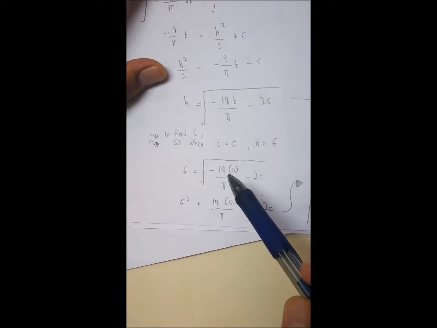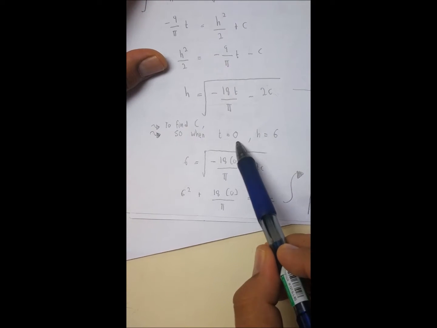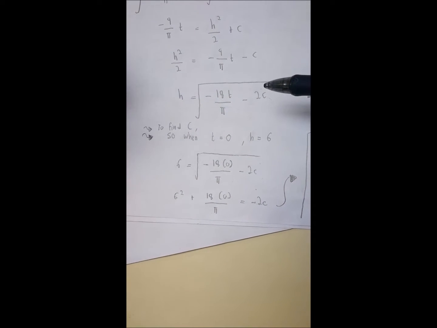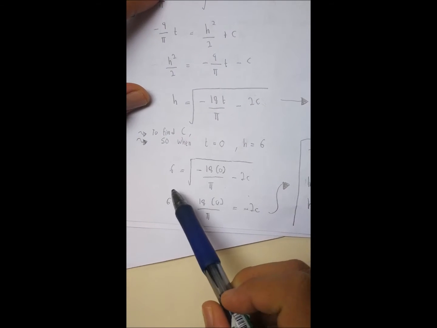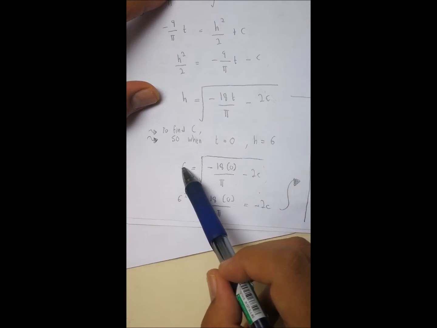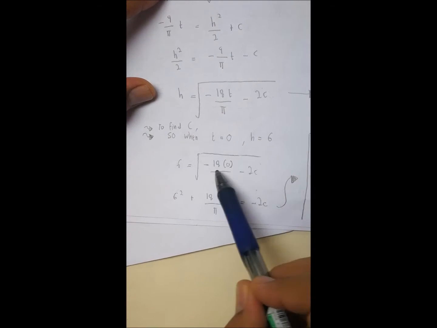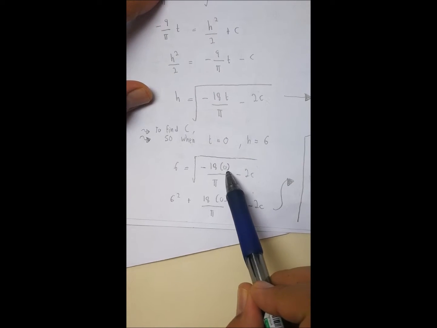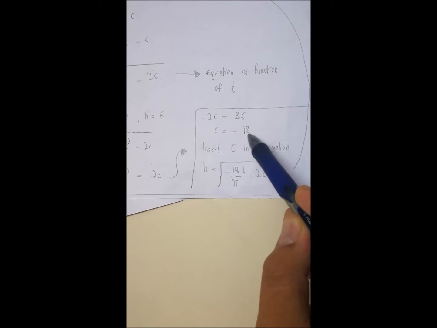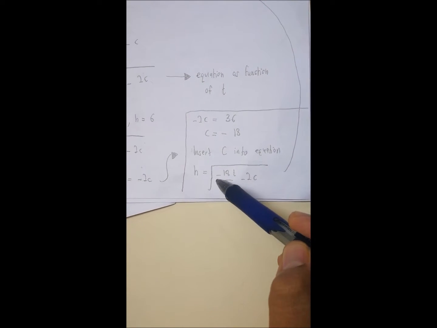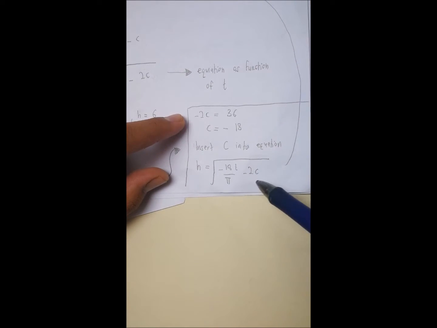As we knew initially, when the time is 0, the height of the water is 6. So we put the values into the equation. Here's the h, put 6 here, negative 18, and the value of t here, we put as 0. So we solve it, and finally we got the value c is equal to negative 18. So we put the value of c into the equation of h we just got.